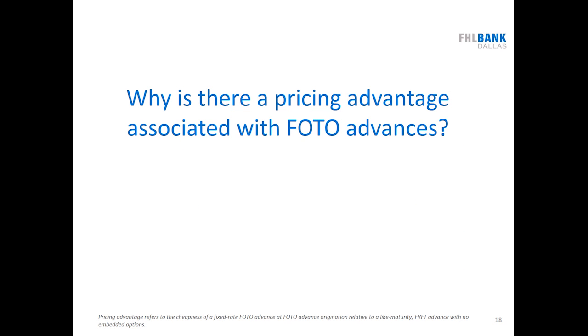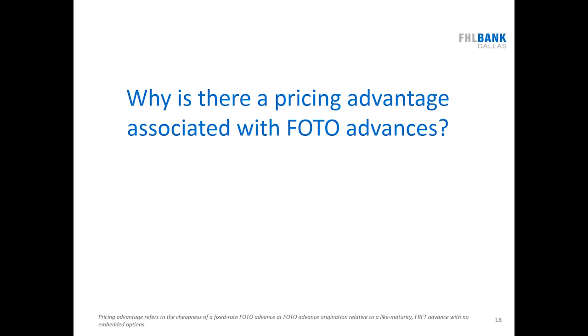We've seen that fixed-rate putable advances are lower cost than like maturity bullet advances. Why is there a pricing advantage associated with putable advances? The pricing advantage is compensation for risk. The member gets a lower interest rate for the fixed-rate putable advance as a trade-off for giving FHLB Dallas the flexibility of choosing an advance termination date that is potentially earlier than the maturity date.